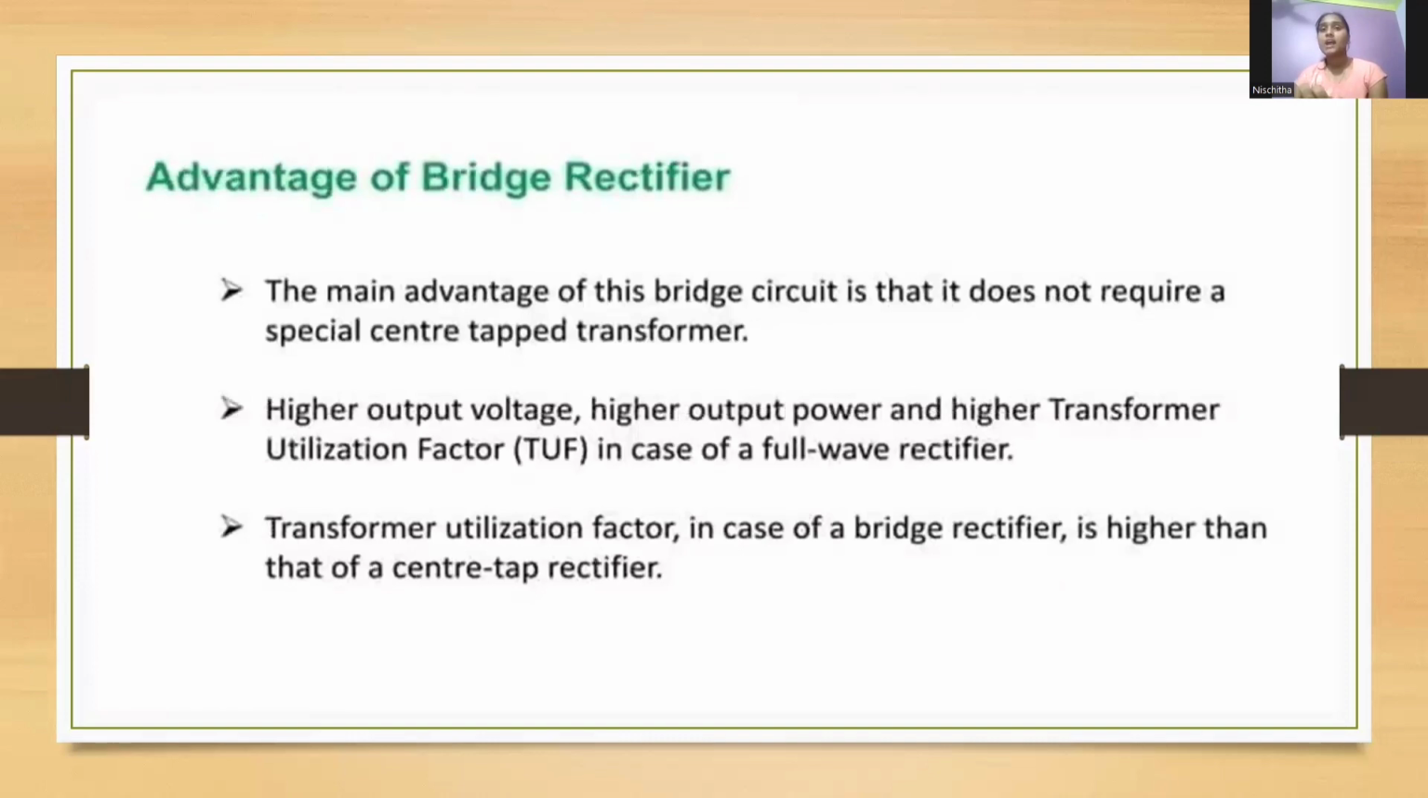Next, advantages of the bridge rectifier. The main advantage of this bridge rectifier is that it does not require a special center tap transformer. Higher output voltage, higher output power, and higher transformer utilization factor, that is TUF, in the case of a full wave rectifier. Transformer utilization factor in the case of a bridge rectifier is higher than that of a center tap rectifier.